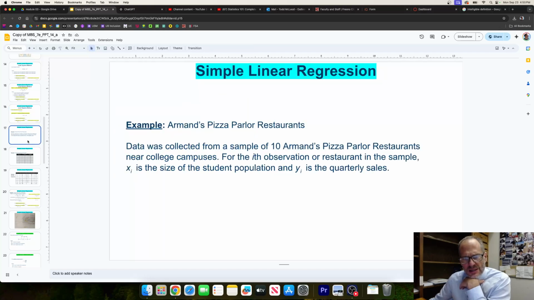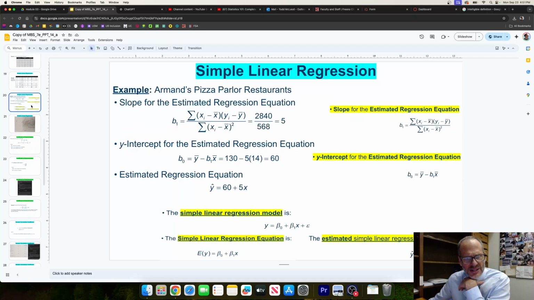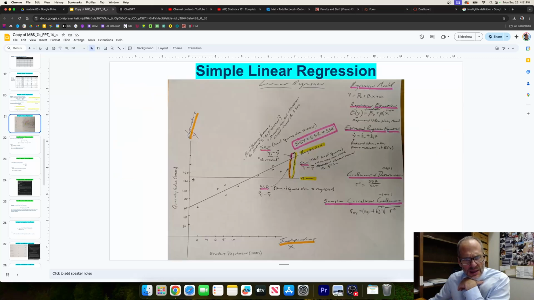And so here is the example we've been talking about. Data was collected from a sample of 10 pizza parlors near college campuses. For the ith observation, or restaurant in the sample, xi is the size of the student population and yi is quarterly sales. So here's all your data, and then we do those calculations, and then we get the slope, and then we get B0. And the mean here is 130, just the average straight up.